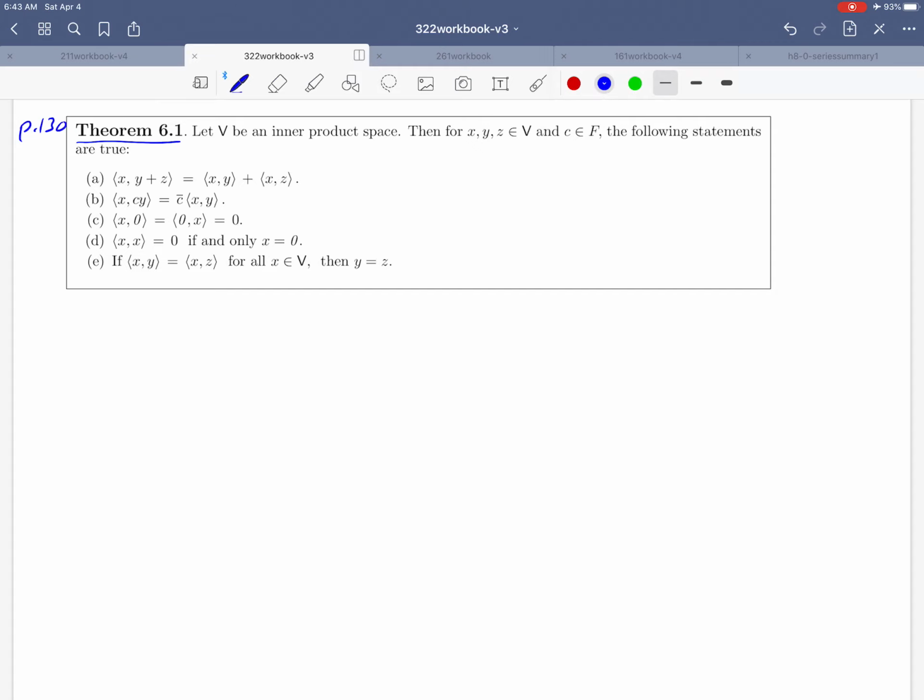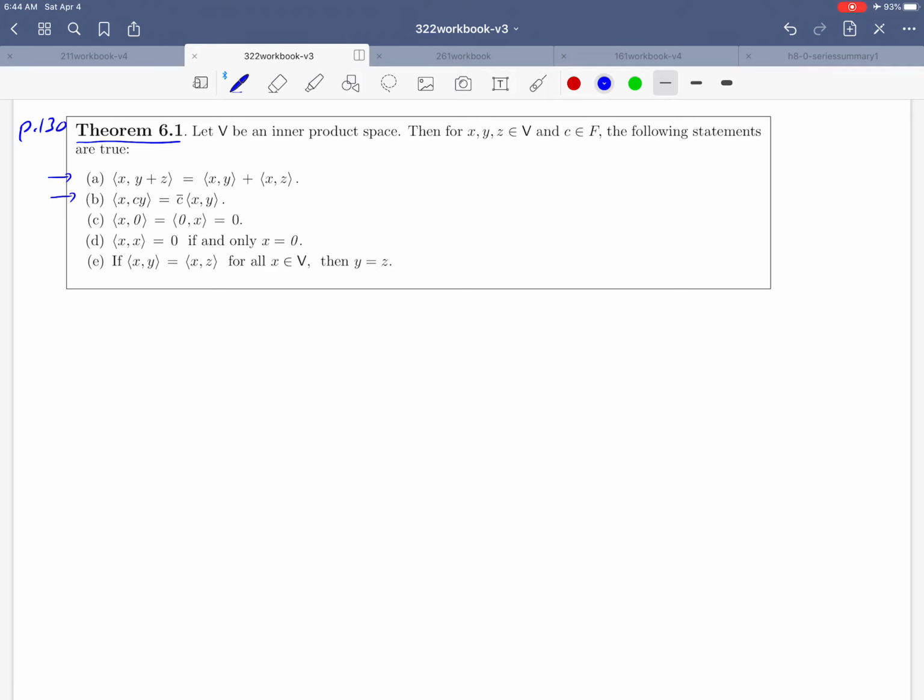Okay, and as you read down this list, I'd ask you to notice that a lot of these properties sound similar to the defining properties of the inner product space. For example, statement A here is basically saying that in an inner product space we have linearity in the second coordinate. Okay, in the definition of the inner product we had linearity in the first coordinate. We're just proving a generalization of that.